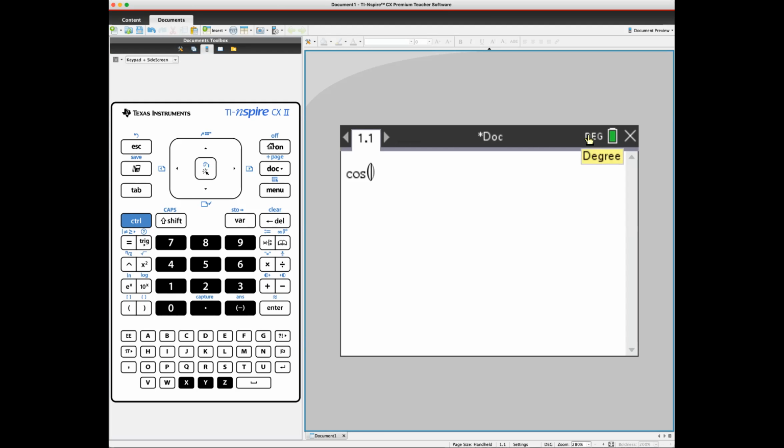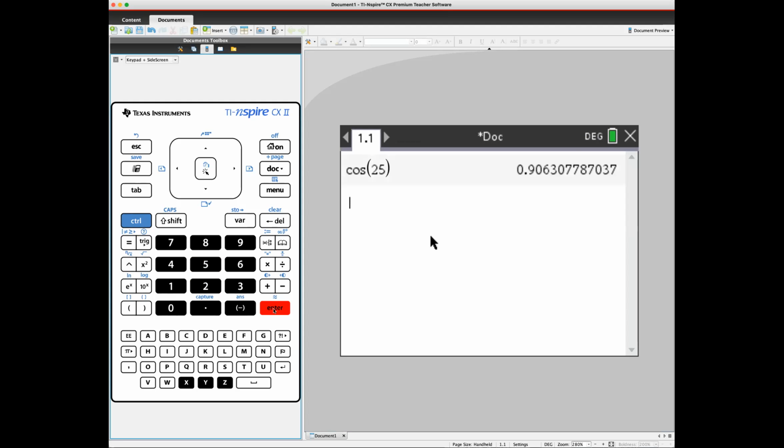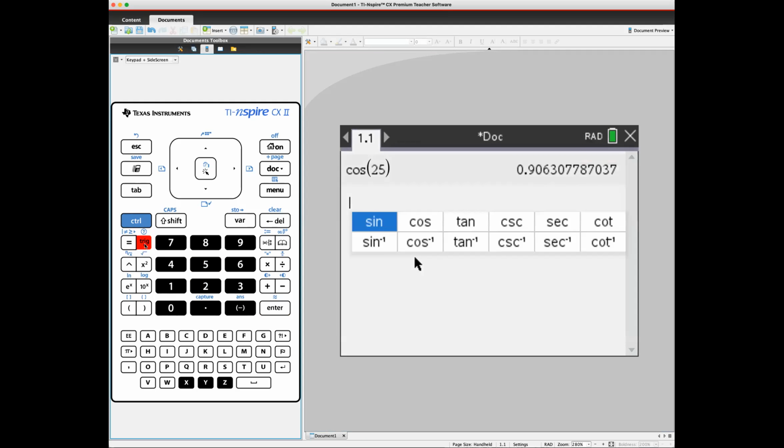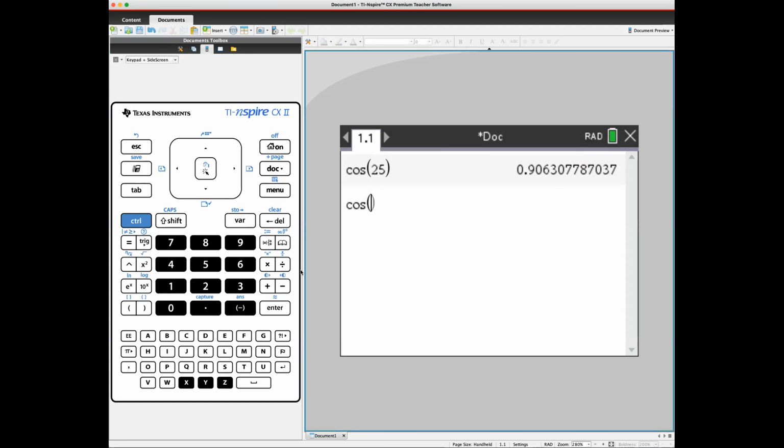Notice that my calculator is in degree mode. So if I put in cosine 25, the calculator assumes that the angle is in degrees, and I can hit enter, and I get 0.906. But let me show you what happens when I put my calculator in radian mode. Then I can do trig cosine. If I type in 25, then the calculator thinks that the angle is in radians. So this is the cosine of 25 radians, which is not the right answer.